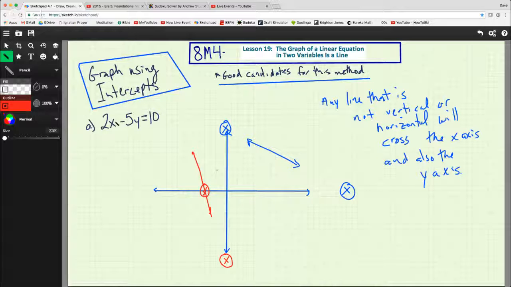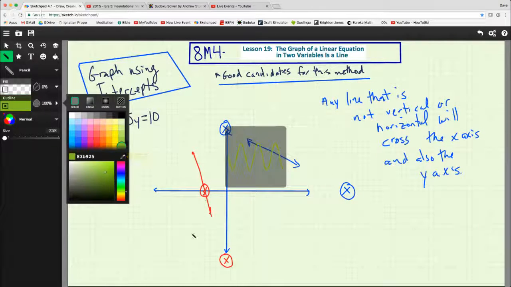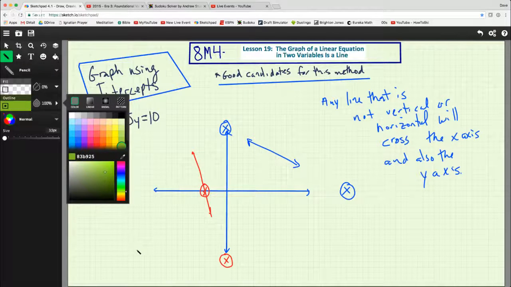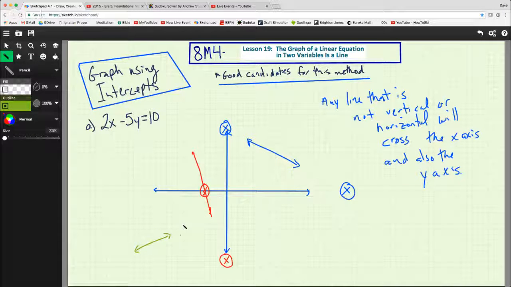Okay, just think about this. We'll just do another line. We'll do this one in green. So if we take this line right here, non-vertical, that keeps going forever in this direction. It'll never cross an x or a y-axis in this direction, but in this direction, it will cross the y-axis probably right about here, and it'll cross the x-axis right about here.